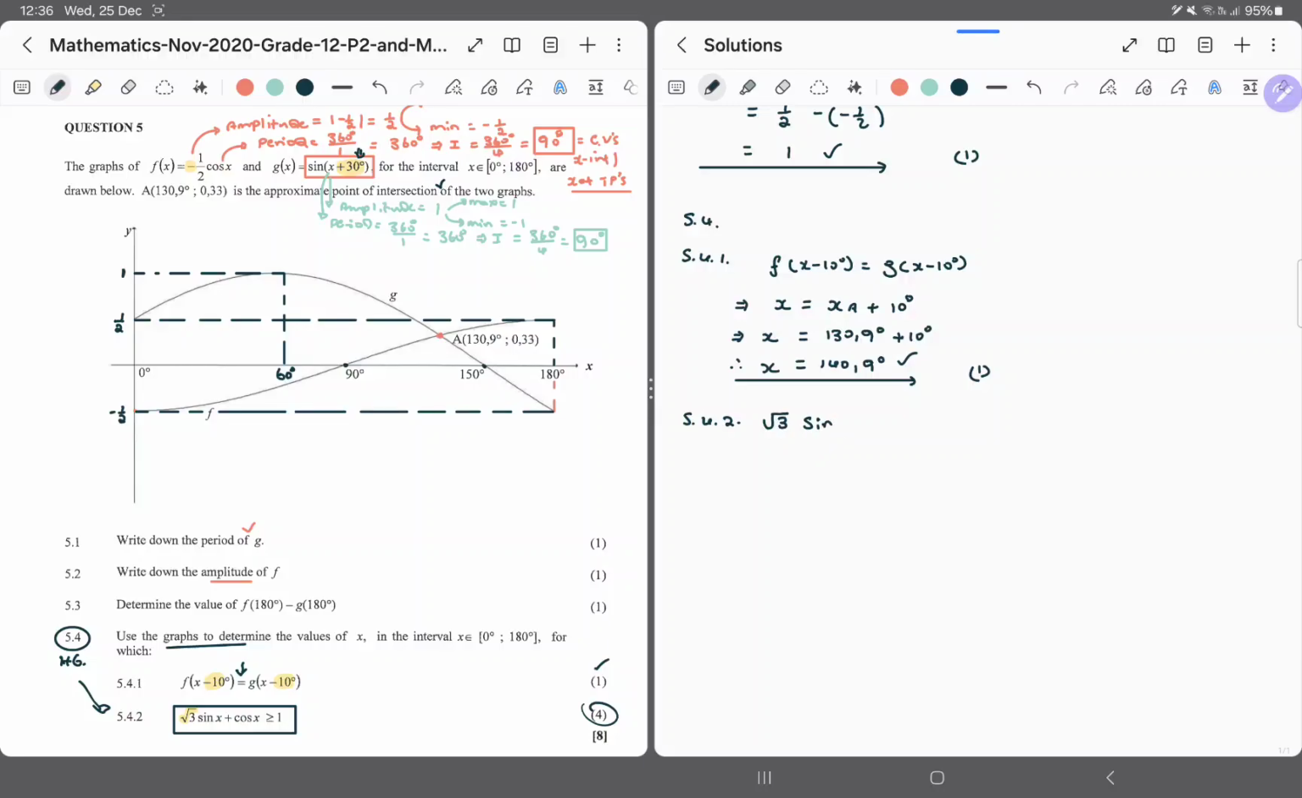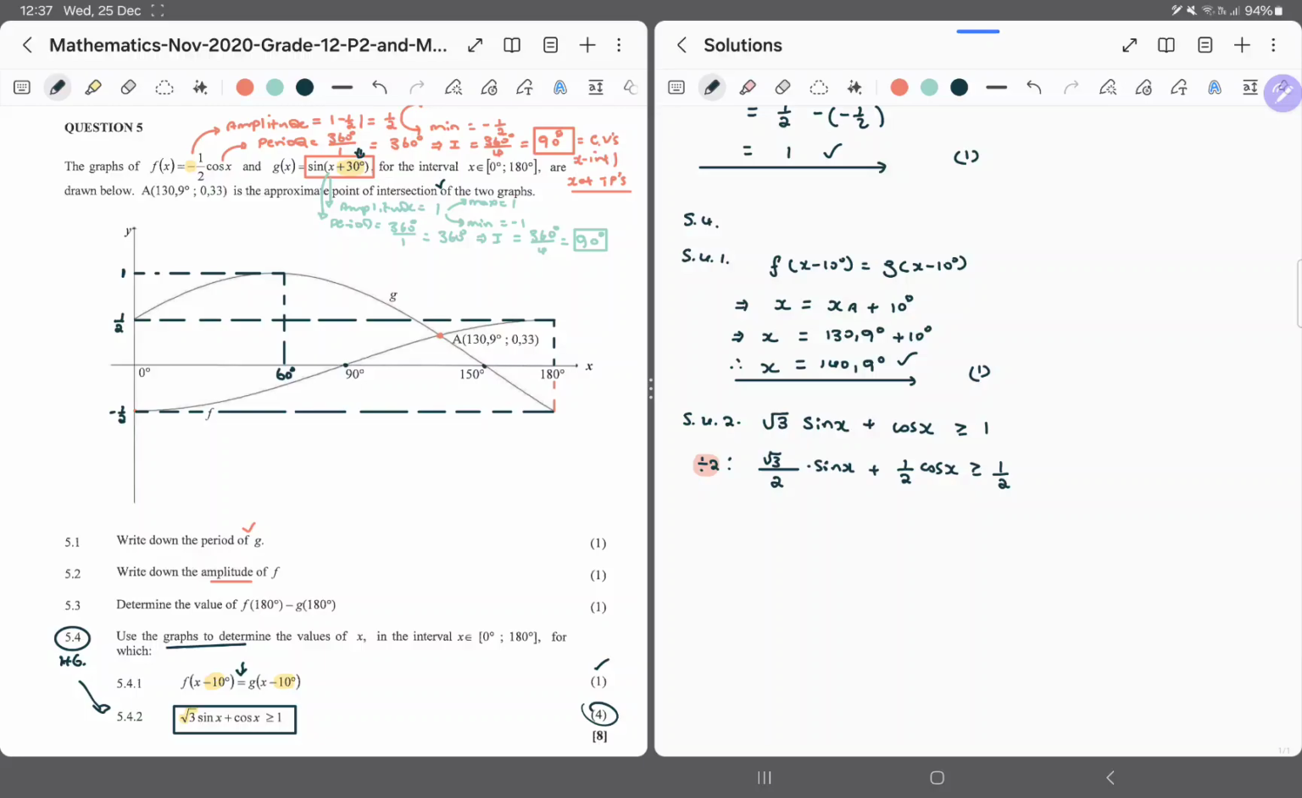Root 3 sine x plus cos x greater than or equal to 1. Now what are we going to do with this? We can divide by 2. So we have root 3 over 2 times sine x plus, if we divide by 2 here, we get a half cos x greater than or equal to 1 over 2. Now you may ask a question and say, but why do you divide by a 2?